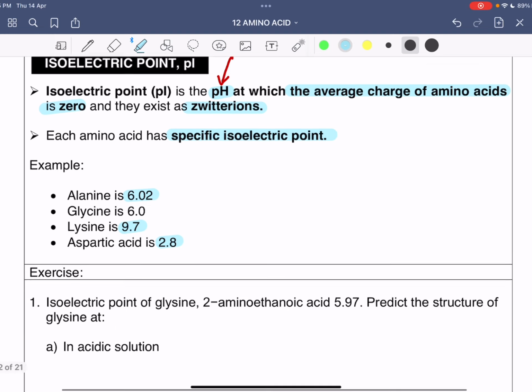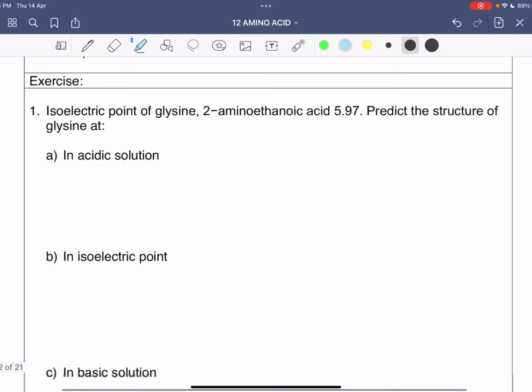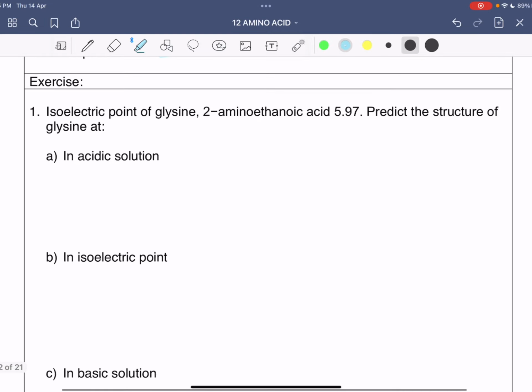Maybe we can see the exercise to understand more. Now let's see, we have here glycine. This is usually the example of the question. They give you the common name, and also the IUPAC name. When they give you the IUPAC name, it's easy for you to draw the structure. So let's draw the structure first.